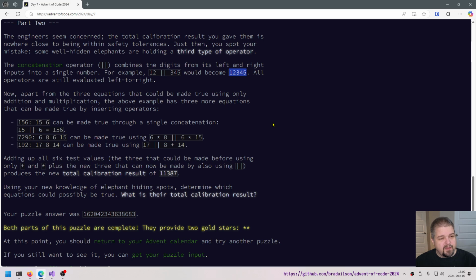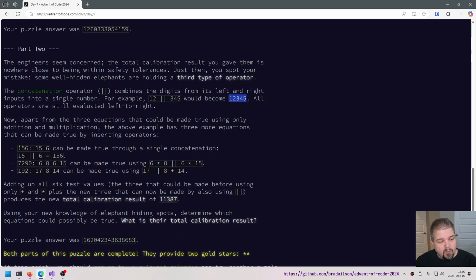All operators are still evaluated left to right. All right, so now apart from the 3 equations, we get some more that work. So 156 is 15 and 6, which obviously is a concatenation. And 7290 is 6 multiplied by 8 concatenated with 6 multiplied by 15. Okay, so we have more things that can hold up to concatenations.